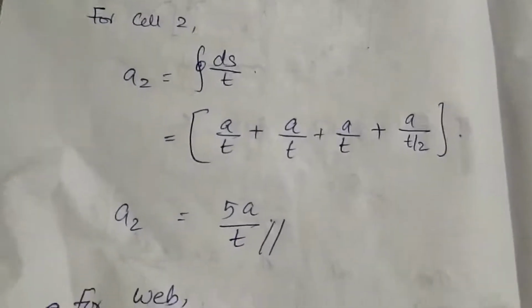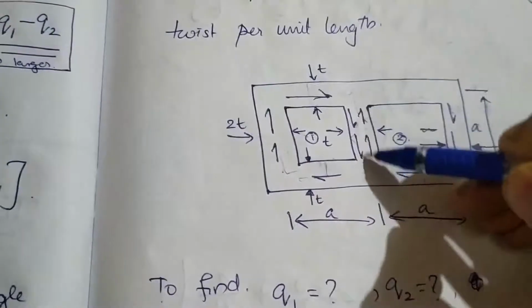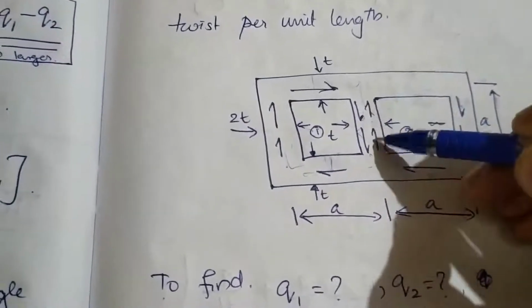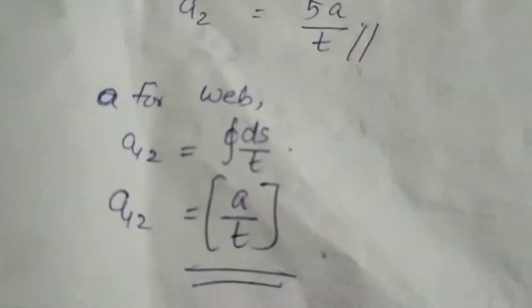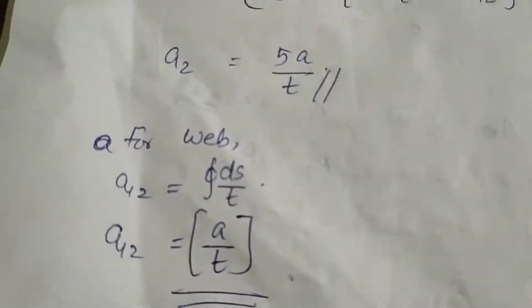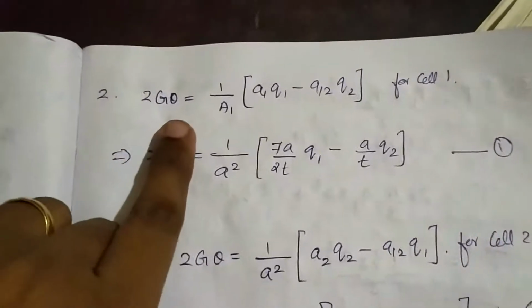So you will get A2. And for the web, A12 means there is only one web found here, right? So that distance is a by t, so a by t is A12. Okay, now coming to the second part, you need to equate these two equations.